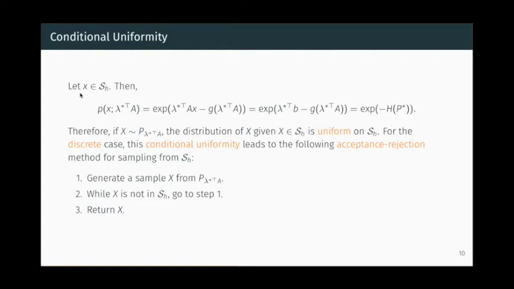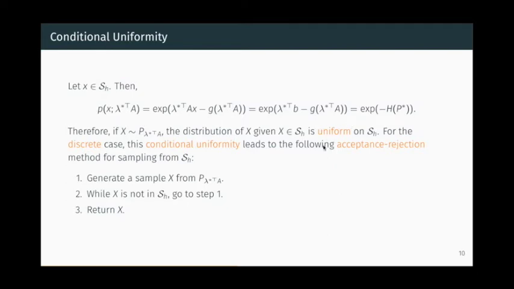Now take X in the target set, and let's evaluate it in the density of the maximum entropy distribution. If we use the form of the exponential family, we get this. Since X is in the target set, we know that it satisfies the linear constraints, AX equals B. You can see that this is a constant; it doesn't depend on X. So the maximum entropy distribution is constant on the target set. This does not mean that it is uniform on the whole set S, but if you restrict to the case where the point is in the target set, we have uniformity.